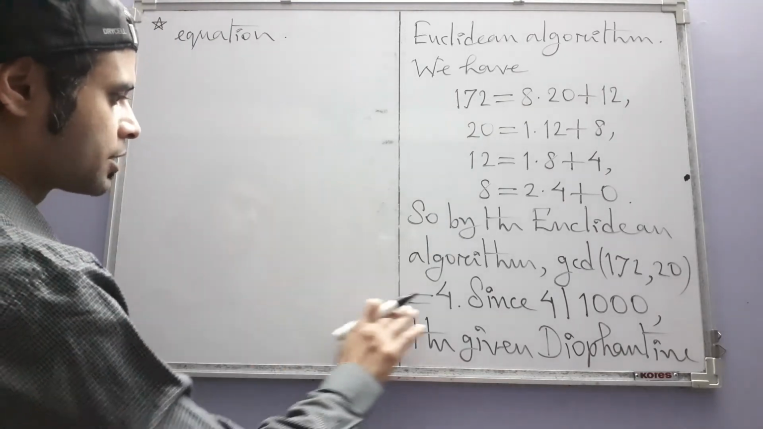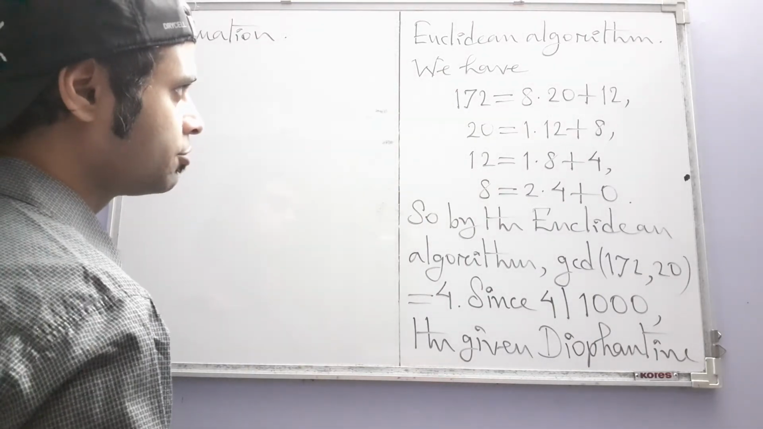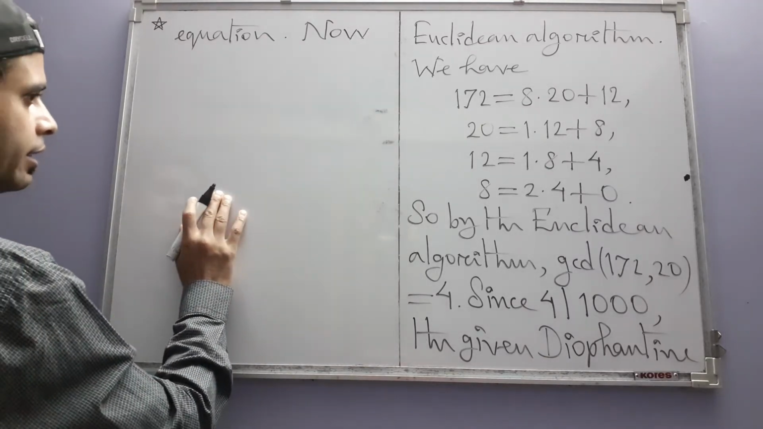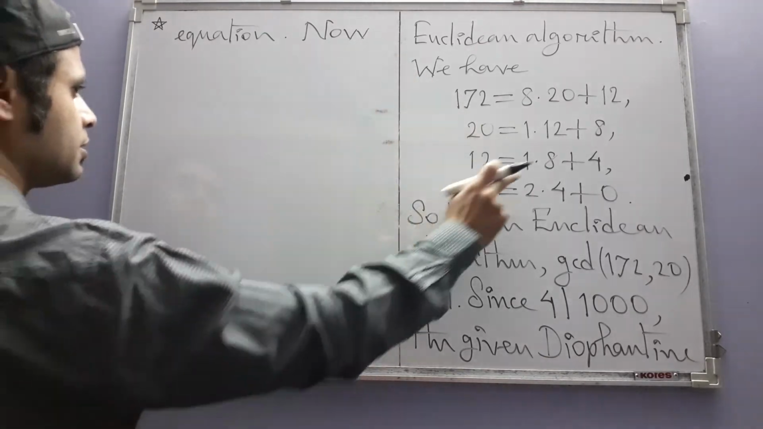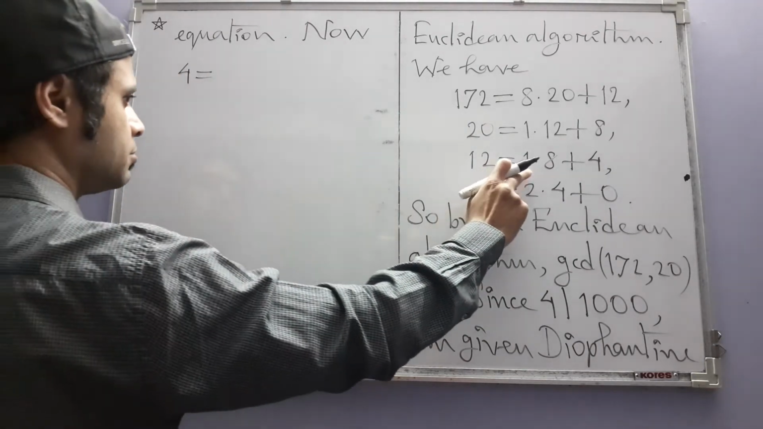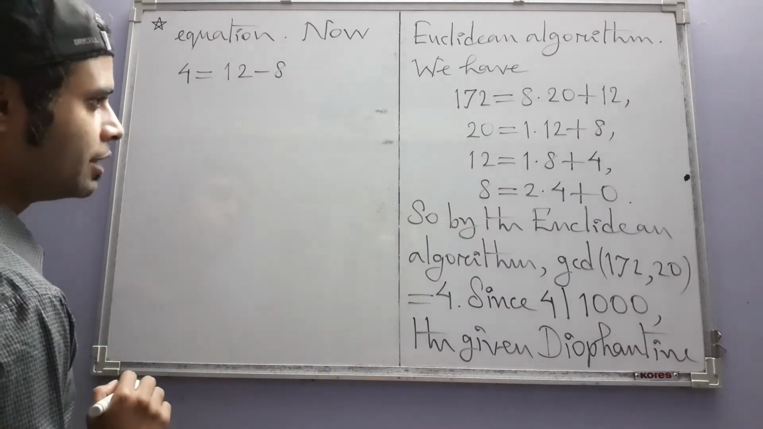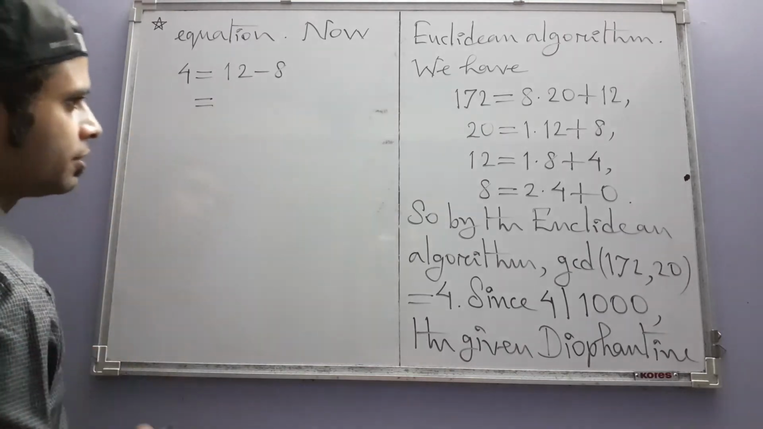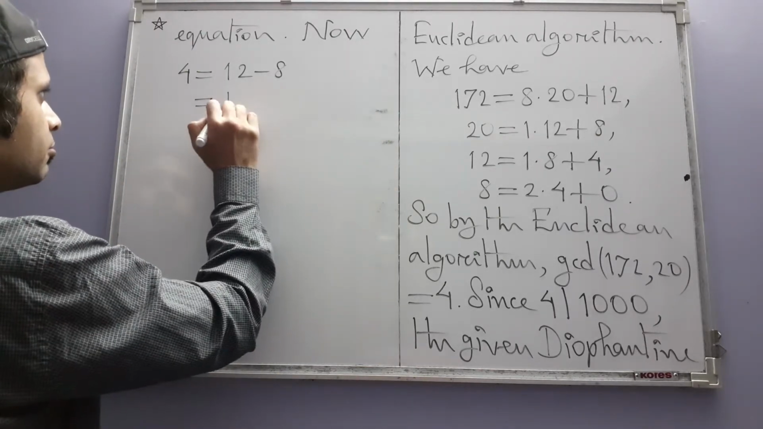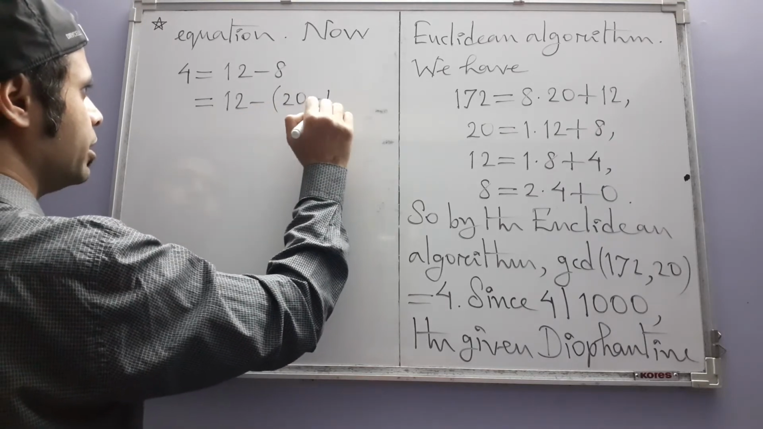Okay, let us now express the GCD as a linear combination of 172 and 20. How can we get that? By working backwards, starting from here. This equation gives us 4 is equal to 12 minus 8. Then you write an expression for 8 from the previous one. So 8 is 20 minus 12.